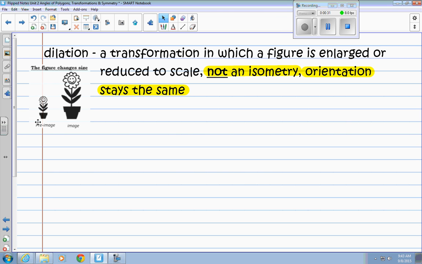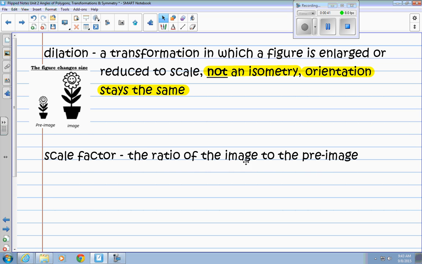Okay, so again, we have the pre-image and the image. When we make something bigger or smaller, that's what we call a dilation. The scale factor is the ratio of the image to the pre-image. So if this image, for example, is 3 times as big as our pre-image, then the scale factor would be 3. If this image is 2.5 times bigger, then our scale factor would be 2.5.